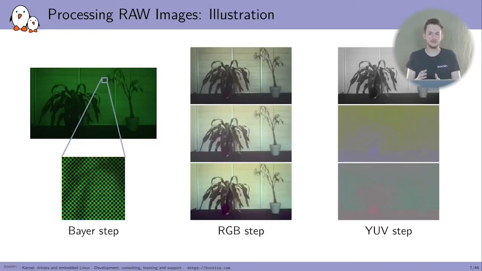This is an illustration of these three different steps. You can see on the left side the image with the Bayer pattern, which looks really off and bad, and then the RGB step where we have applied some enhancements. We have applied some white balance, denoising, things like that to make the image look better. And then finally we have the YUV color model decomposition on the right side.